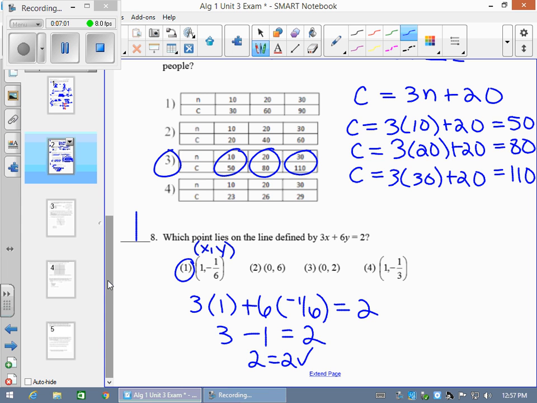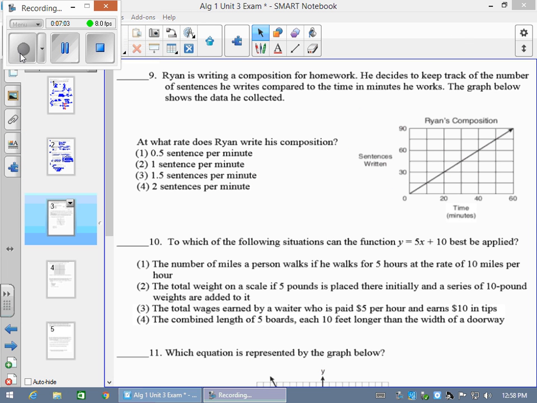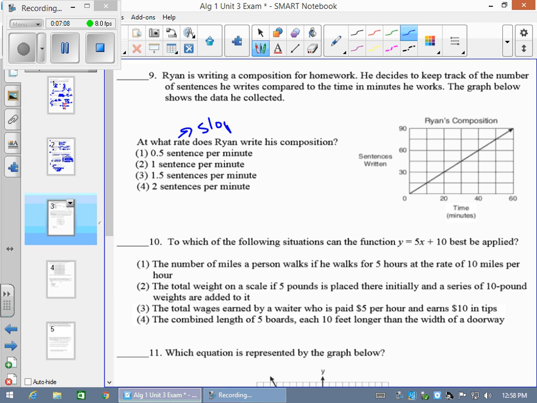Okay, taking a look at question 9, you want to know at what rate does Ryan write his composition. So you have to remember that rate means slope. Okay? So to find the slope, I'm going to pick 2 nice points on my graph. I'm looking for the change in y divided by the change in x. So the change in y would be from 0 to 30, so positive 30. The change in x, I want to look at my x-axis, so this is an x value of 0, this is an x value of 20, so that would be 20. 30 divided by 20 is 1.5. So question 9, the answer is choice 3.